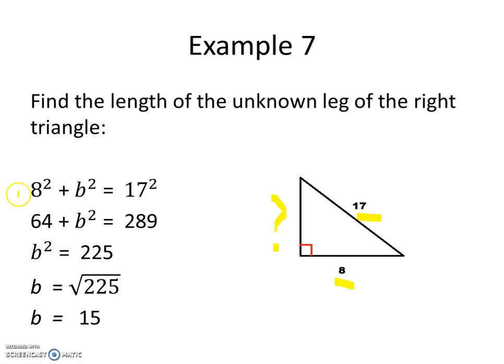So we say 8 squared plus b squared equals 17 squared. Continuing to simplify, we get 64 plus b squared equals 289. Then b squared, if we add 64 to both sides, must be 225. Taking the square root of both sides, we get b equals the square root of 225. And we know the square root of 225 is 15. So our unknown leg is now, we know, 15.